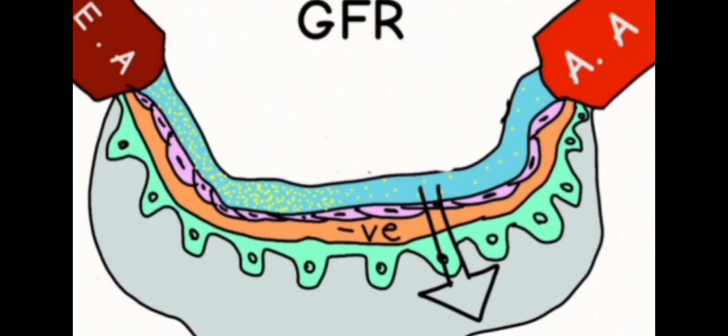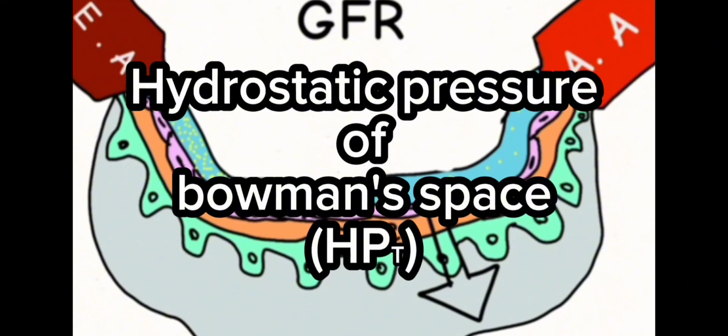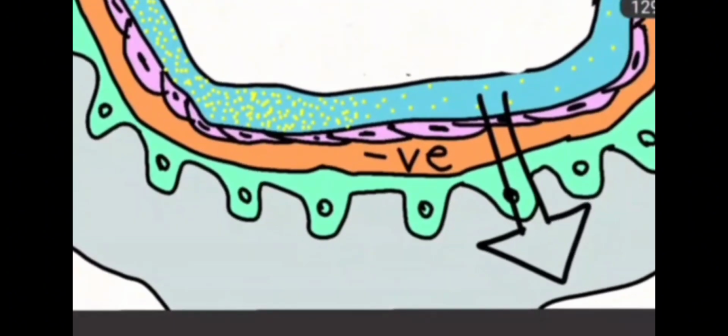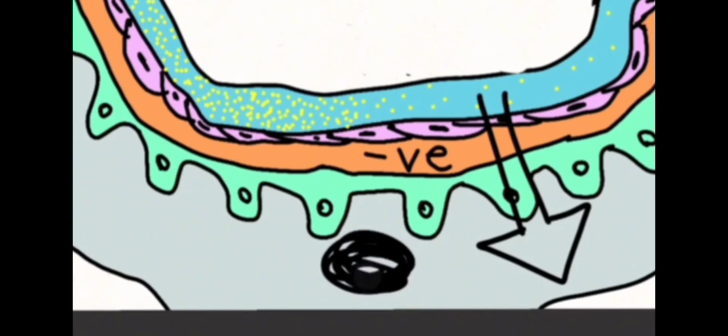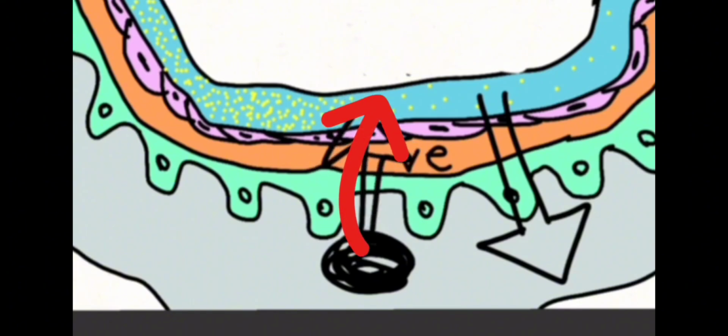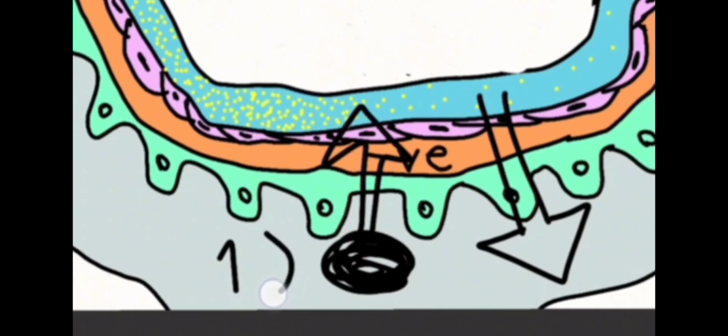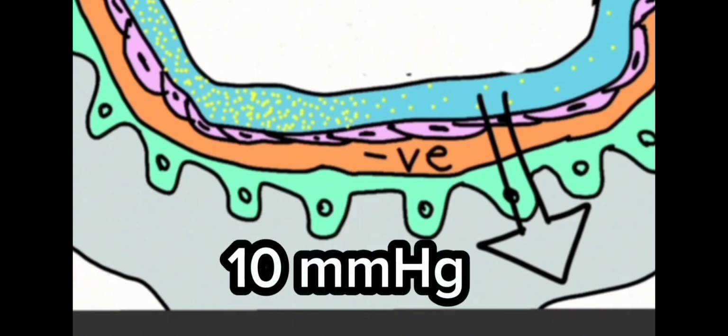And now let's talk about the hydrostatic pressure of Bowman's space. When fluid is filtered into the Bowman's capsule, it does not just sit there quietly. It pushes back. This pressure is called Bowman's space hydrostatic pressure, and it works against filtration. It's essentially an opposing force, and under normal conditions it's estimated to be about 10 millimeters mercury.